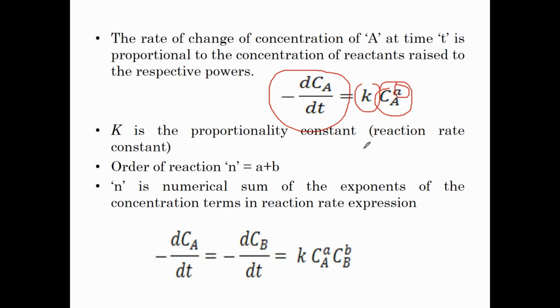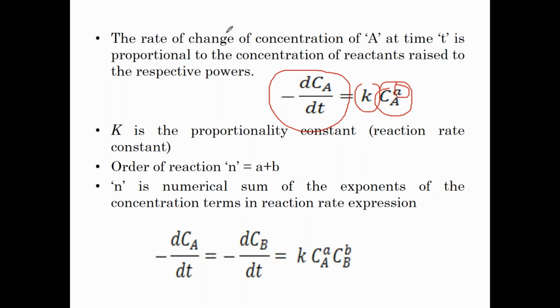So I always expect you to remember it as a reaction rate constant rather than a proportion, because K is a constant and we use different constants in different subjects. So here it is a reaction rate constant. So K is a constant.